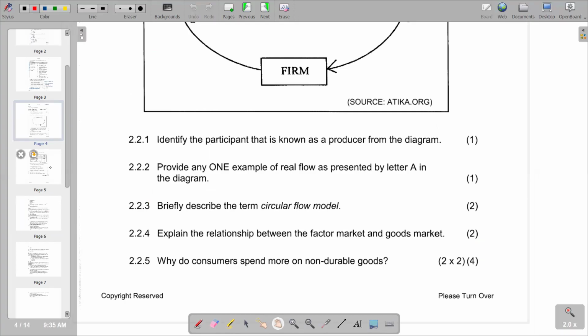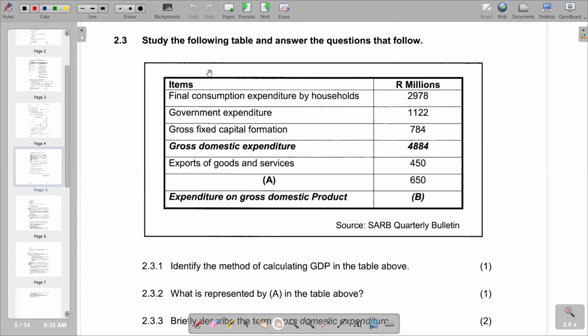We go to the next part, question 2.3, which says study the following table and answer the questions that follow. We are given a table, and at the bottom of the table, we've got expenditure on gross domestic product. Of course, we've got missing information there that we need to enter.